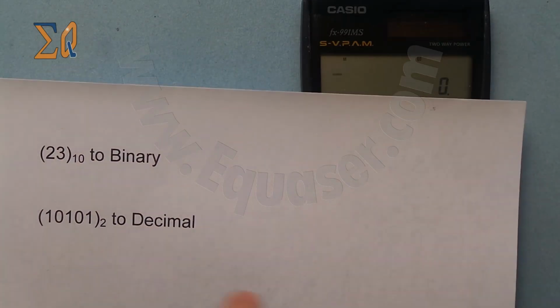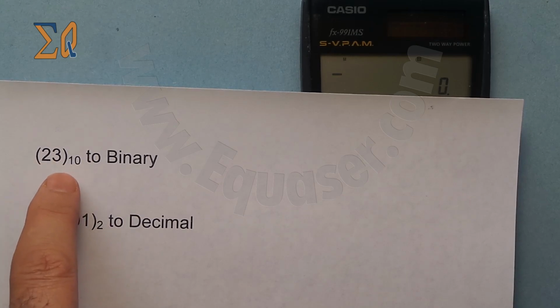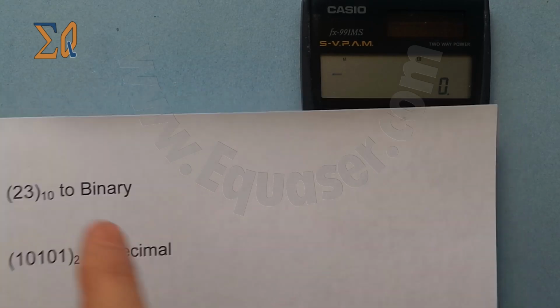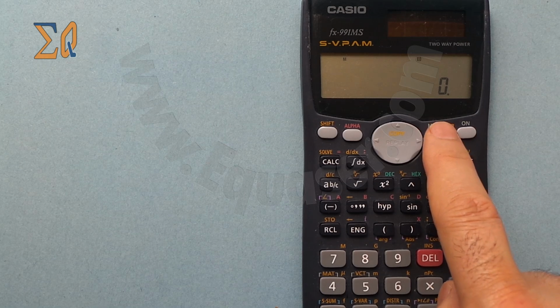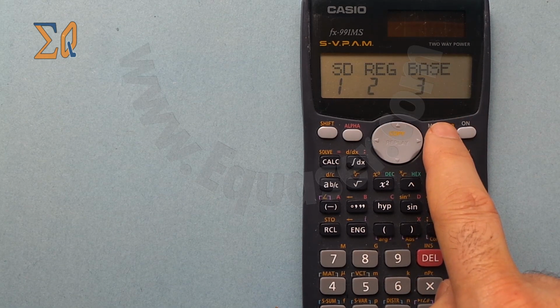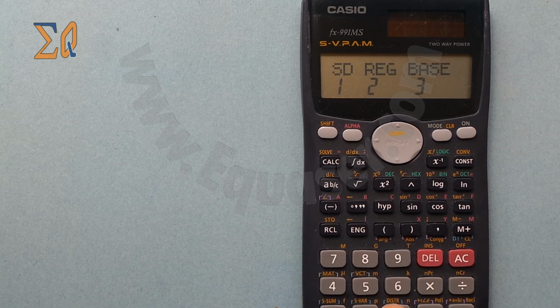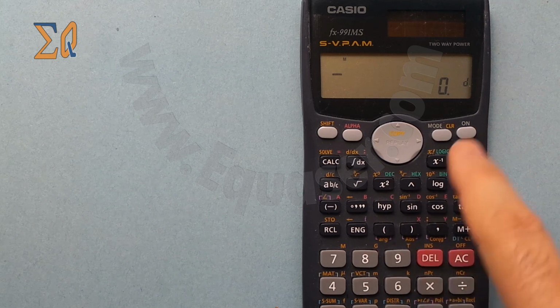Let's do this. We are converting 23 base 10, which is decimal, to binary. First we press mode until we see base. So it's for the second time, so number two. Now we see base, so I press 3. Now we are automatically in decimal mode. The value that I'm entering is in decimal.